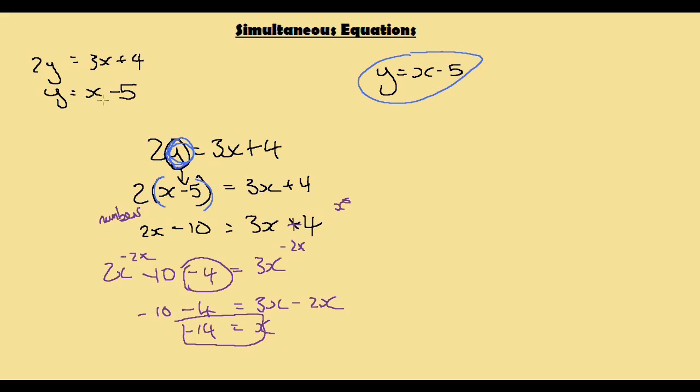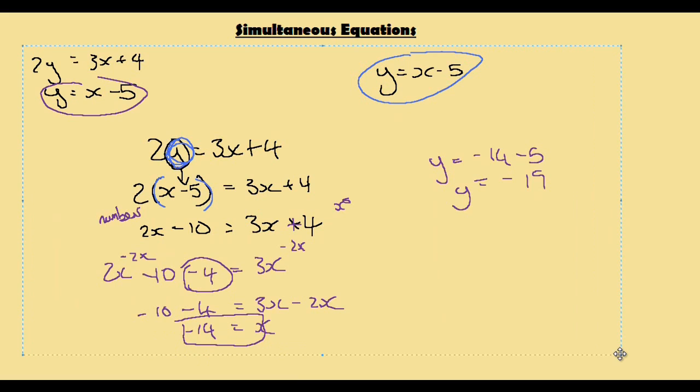From here, we can then just go ahead and use one of the original equations. y equals x take away 5, so x is minus 14, take away 5 makes minus 19. And we know that's correct because we've already done this. It was the last question that we did. y is minus 19, x is minus 14. So that's the substitution method. Hopefully that makes a bit of sense. Have a look at the downloadable documents on the library and give it a go yourself.